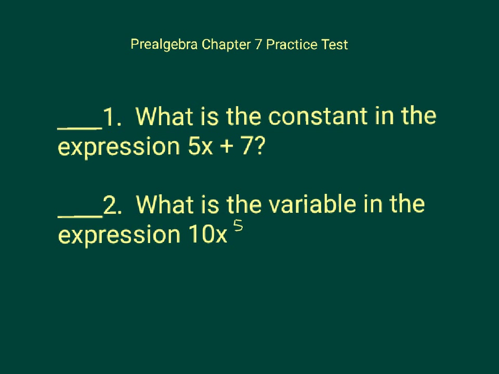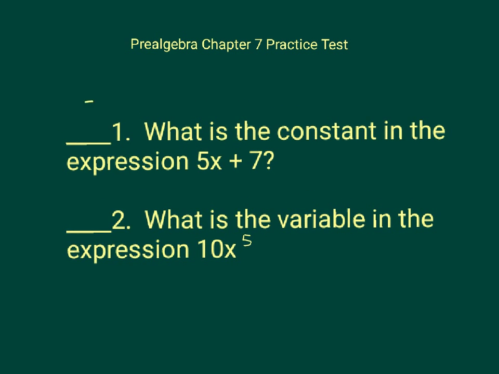Question number 1 on the practice test is, what is the constant in the expression 5x plus 7? It's the 7. 5x can change depending on the value of x. If x is 1, it's 5. If x is 2, it's worth 10. So 7 is the constant.